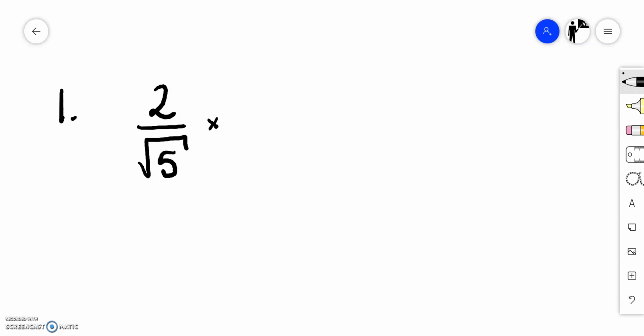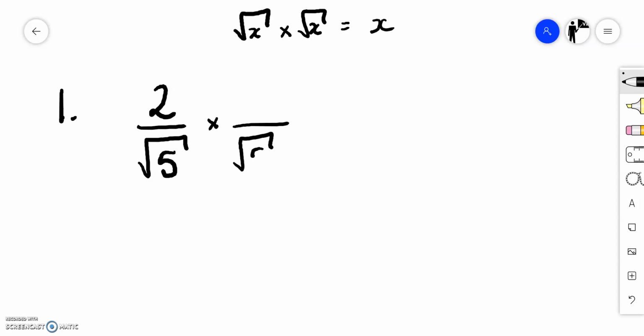We need to recall from a previous video that when you multiply a surd by itself, you just get the value within the surd. Root 7 times root 7 is 7. So if I want to get rid of that root 5, I'm going to need to multiply it by root 5. But what I do to the denominator, I must also do to the numerator. So then we can proceed.